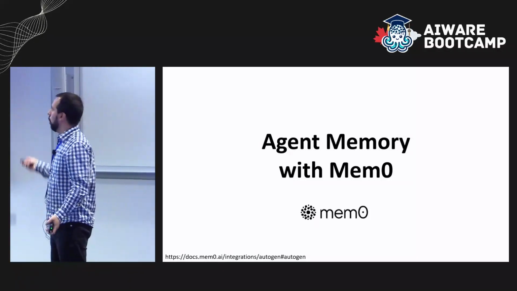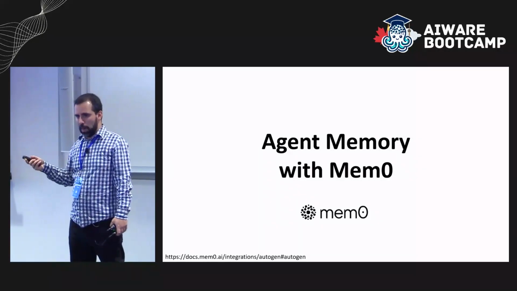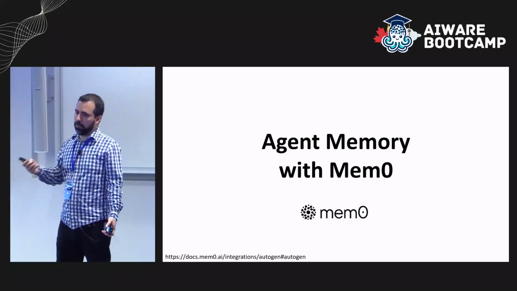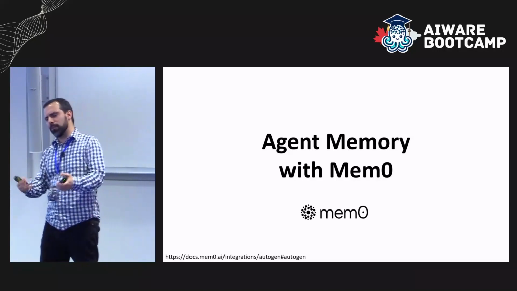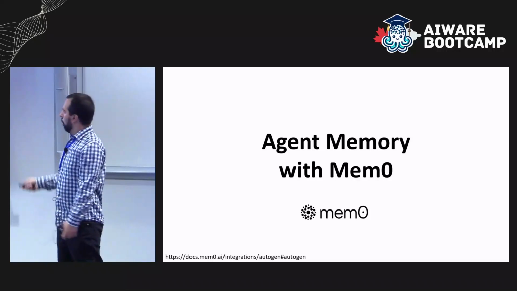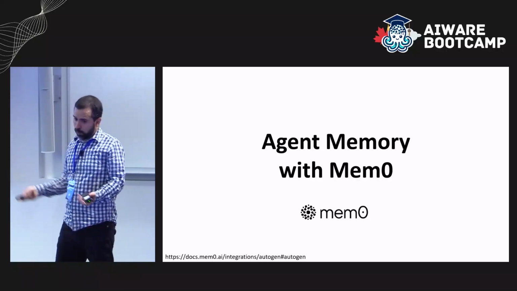So Mem0. Autogen doesn't provide any memory support out of the box, unfortunately, or fortunately, because then the framework is smaller. But basically, for memory, you sort of have to use something.